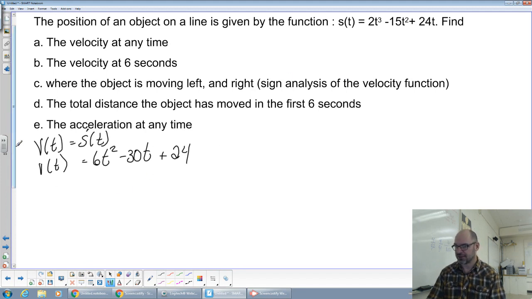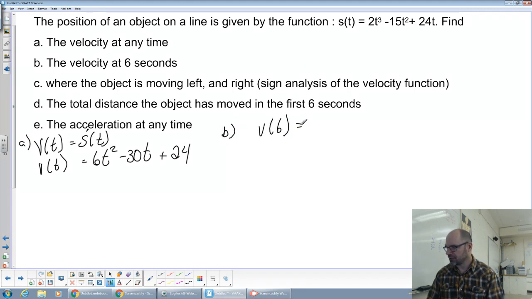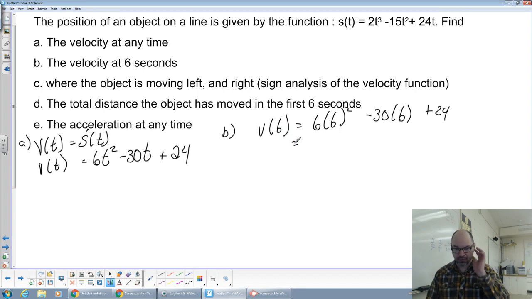So the velocity at 6 seconds, you just plug it in to what we just derived. Okay, and that's going to give us 6 times 36, that's 216, minus 180, plus 24, and that's going to give us 60 meters a second.